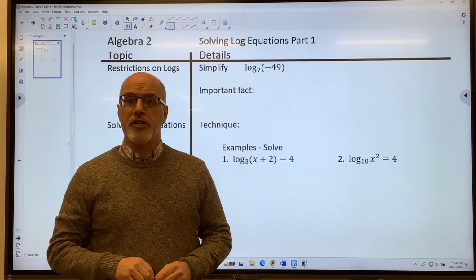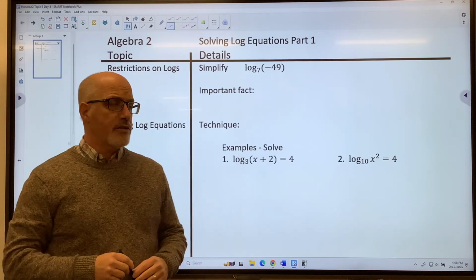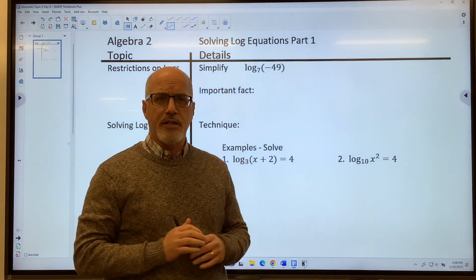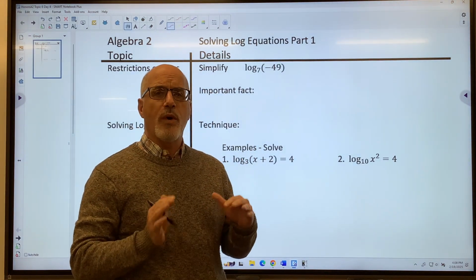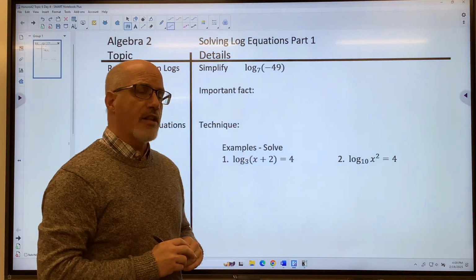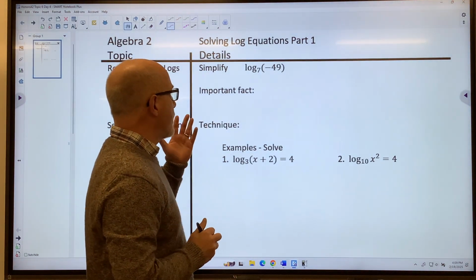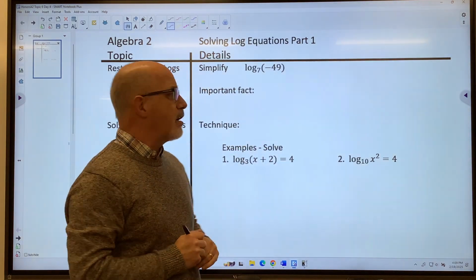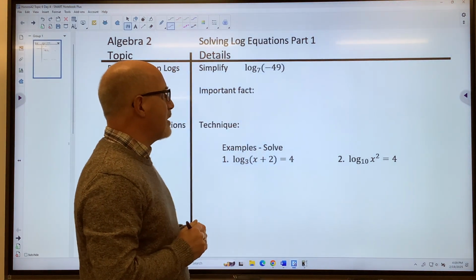We're going to do an introduction of solving log equations. So this will be solving log equations part 1. We're going to get some of the fundamentals down, and we'll talk about one technique for solving a log equation. So first of all, we've got to get an idea of what restrictions we have on logs. And this will help illustrate the problem.